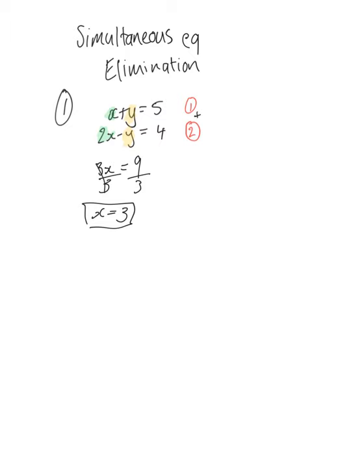So we're going to use x plus y equals 5. The value of x is 3, so 3 plus y equals 5. Then to get y by itself, minus the 3 from both sides. So y equals 2. The answer to our first question is x equals 3, y equals 2.